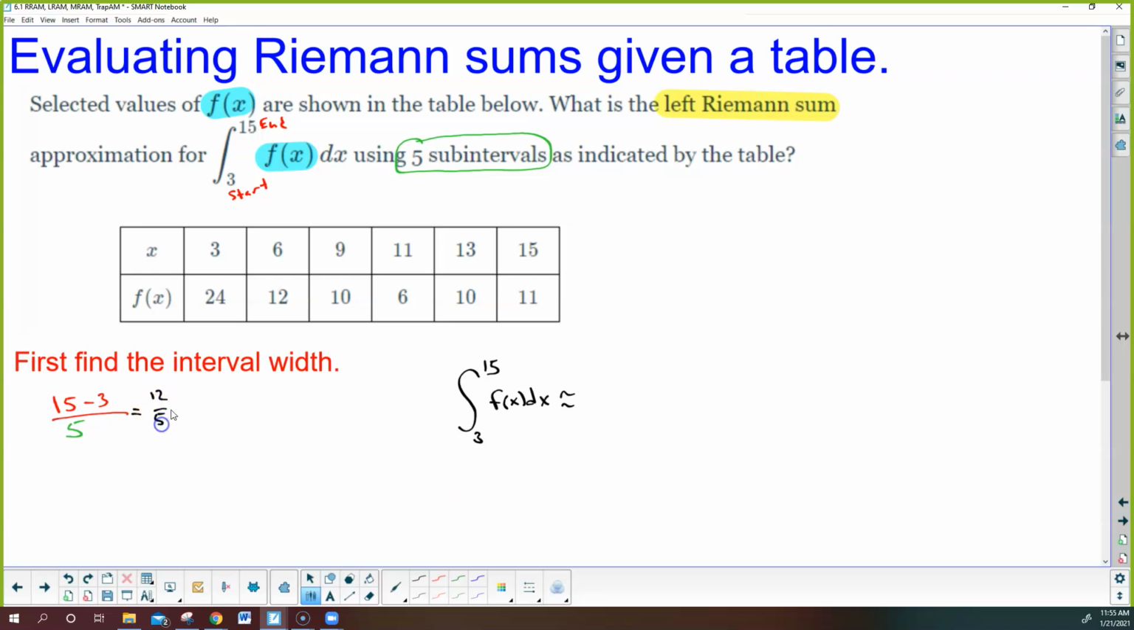So I get 12 over 5. If that divides out, I believe that's 0.5. Oh, no, not even close. Oh, this one's interesting. I'll show you this in a second. If we find the interval width, okay, notice it's 2.4, but my table doesn't go up by 2.4s. It goes up different lengths or different widths, which is completely fine.